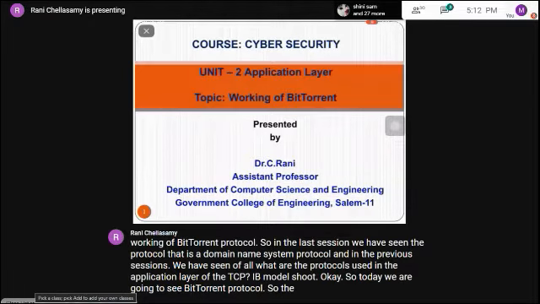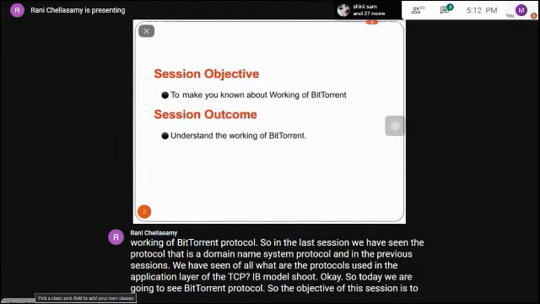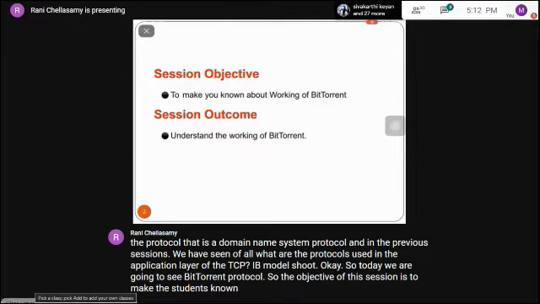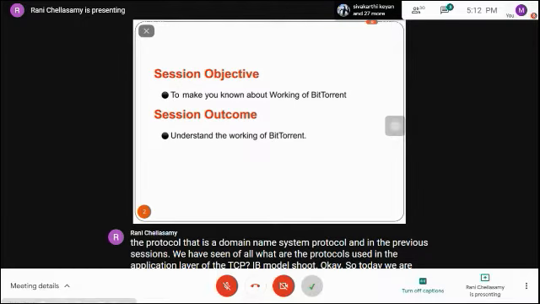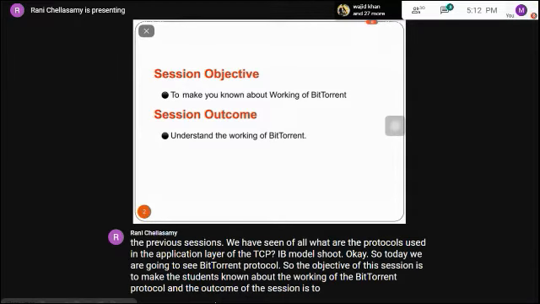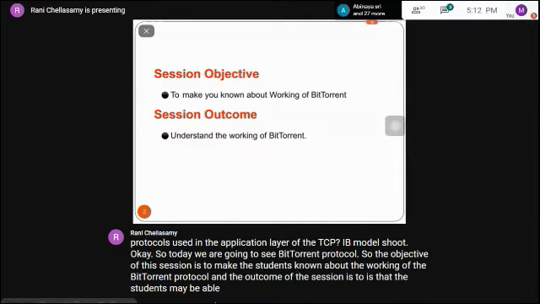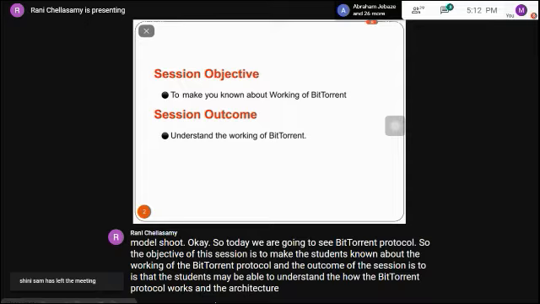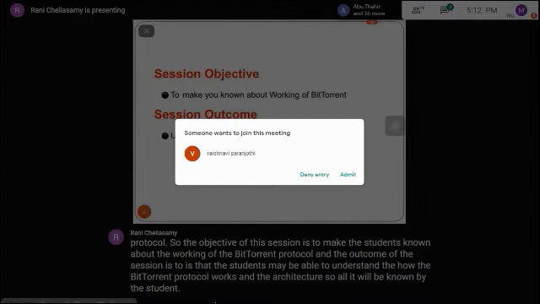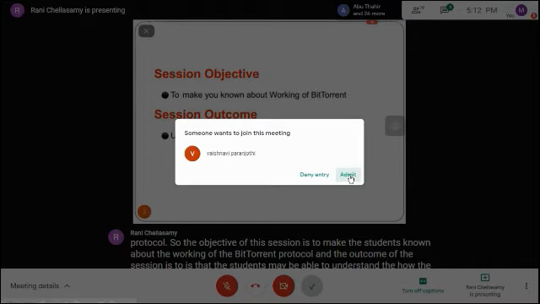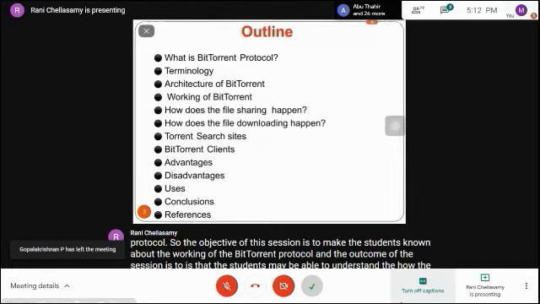The objective of this session is to make the students know about the working of the BitTorrent protocol, and the outcome is that the students will be able to understand how the BitTorrent protocol works and its architecture. These are the outlines listed for today's session.